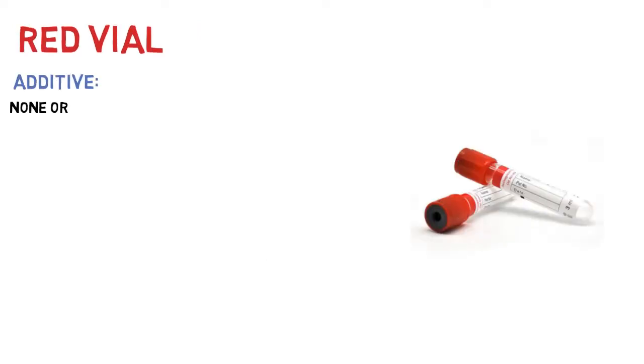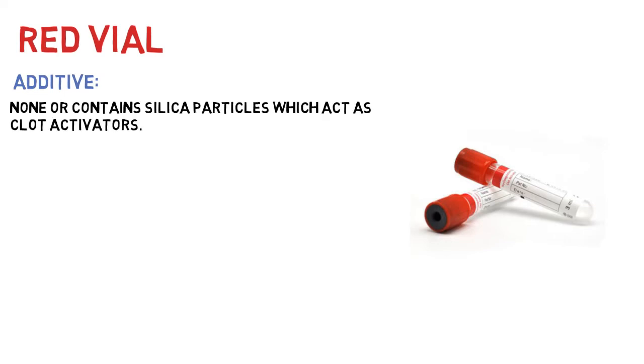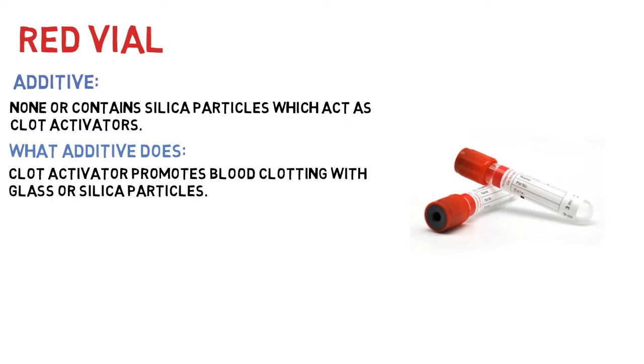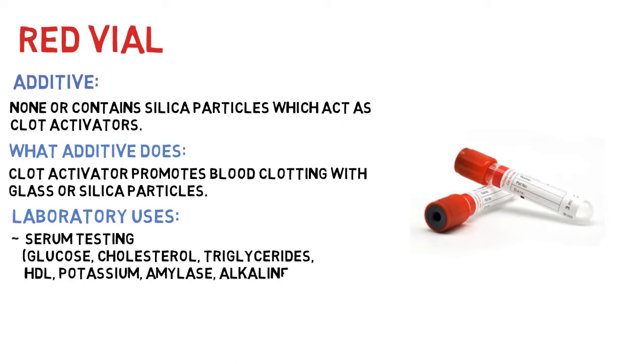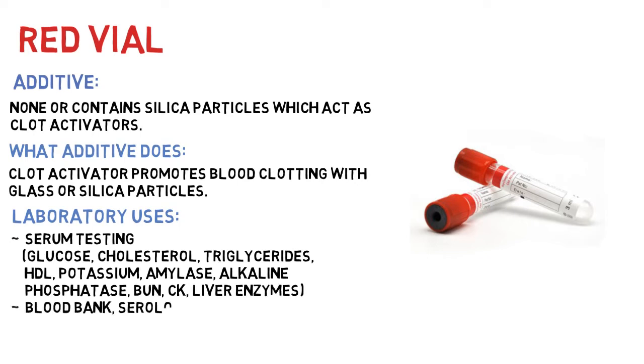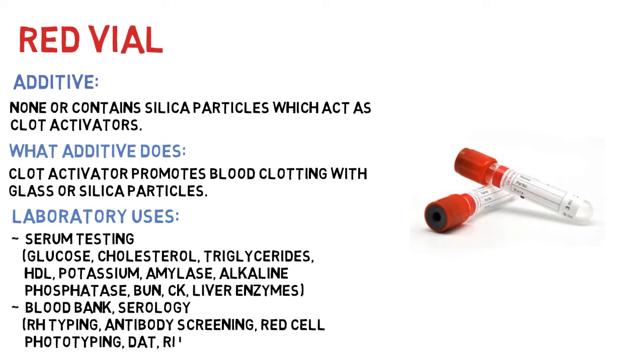Red vial. It contains no additives and contains silica particles. What does the additive do? It acts as a clot activator and promotes blood clotting with glass or silica particles. What are the lab uses of this vial? It can be used for serum testing like glucose, cholesterol, triglycerides, HDL, potassium, alkaline phosphatase, BUN, CK, liver enzymes, blood bank, serology, red cell phenotyping, direct antiglobulin test, rheumatoid factor, and much more.